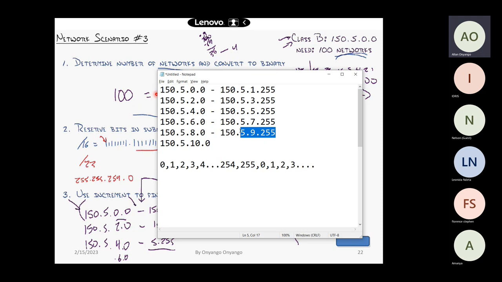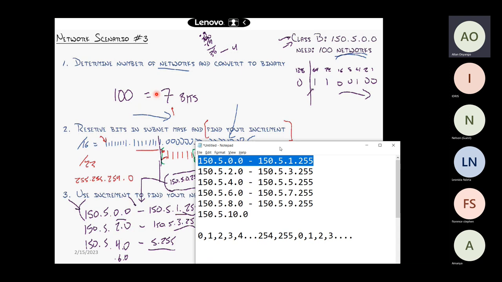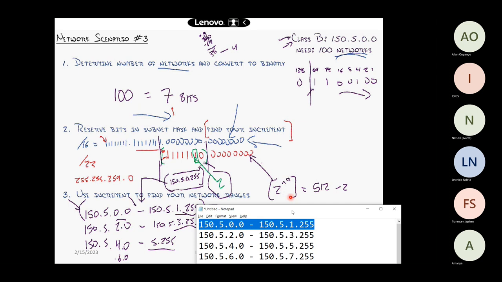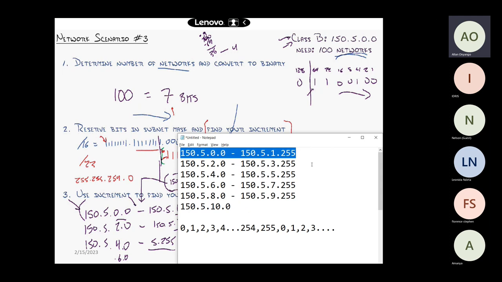Very important. Now, someone can ask, how many addresses do you have in each and every network? Each range has how many addresses? Very simple. Count how many zeros were remaining after we had borrowed. 8 here and 1 here. Those were 9. 2 to power 9 is 512. 512 minus 2 is 510, okay? So each of these networks, each of these ranges, has 510 usable addresses.